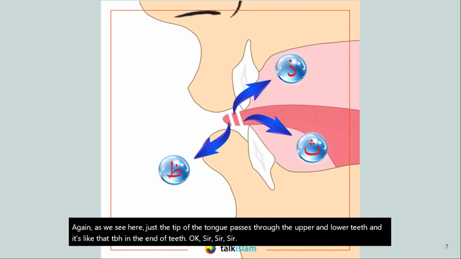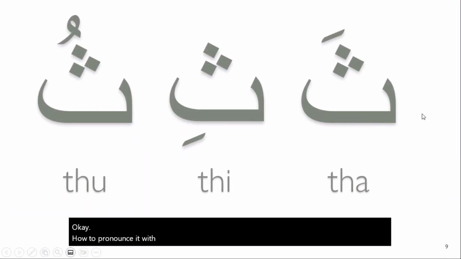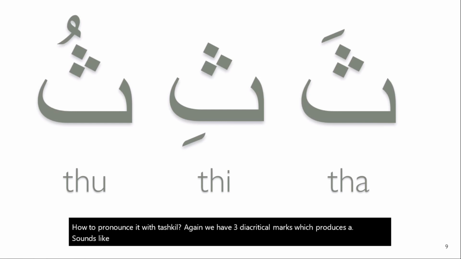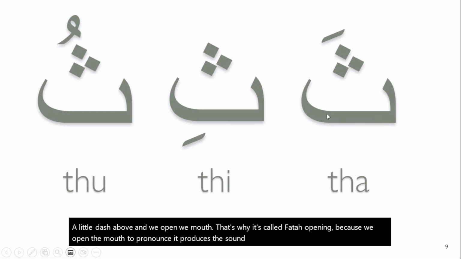How to pronounce it with tashkil? Again, we have 3 diacritical marks which produce sounds like vowels in English. The first one is the fatha, a little dash above, and we open the mouth. That's why it's called fatha, opening, because we open the mouth to pronounce it. It produces the sound tha.